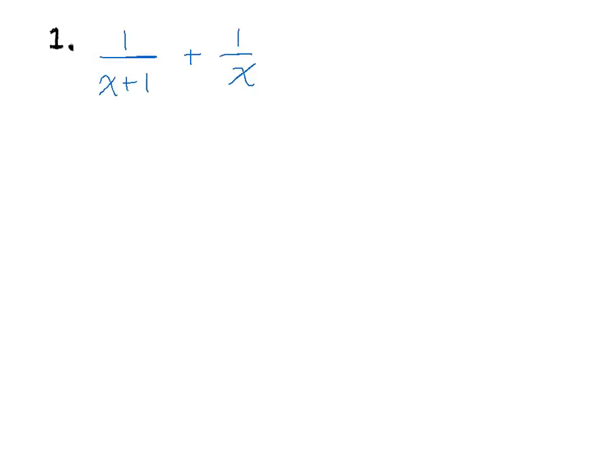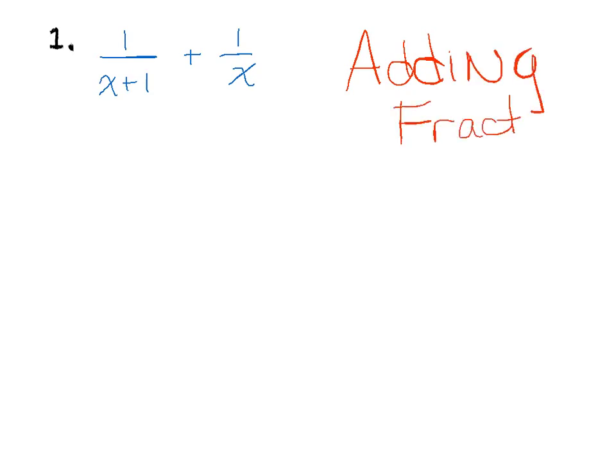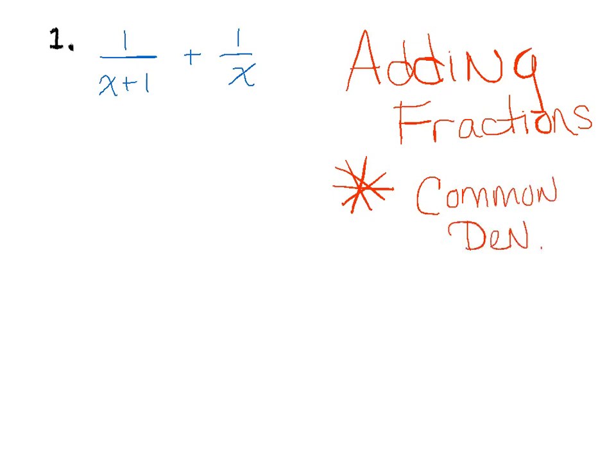Alright, question 1. 1 over x plus 1 plus 1 over x. Off to the side, we want to see in your notebook the terms or words adding fractions. Okay, so make sure you have that written down. And now underneath, we want an asterisk here, and we want you to understand that when you're adding fractions, you are looking for a common denominator.